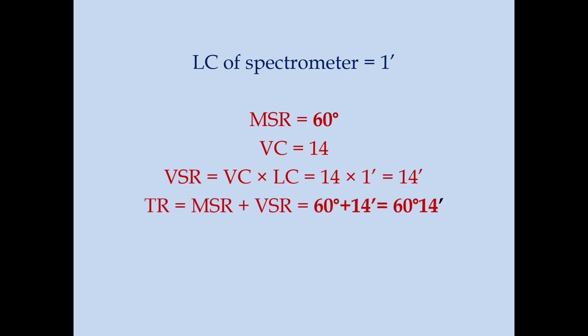So the total reading will be equal to the main scale reading plus the Vernier scale reading. The main scale reading is 60 degrees plus the Vernier scale reading of 14 minutes. So the total reading will be equal to 60 degrees 14 minutes. This is the formula to find the total reading for all the readings.